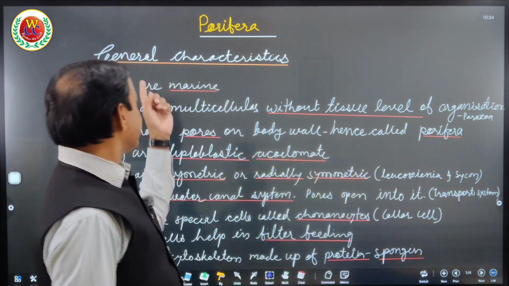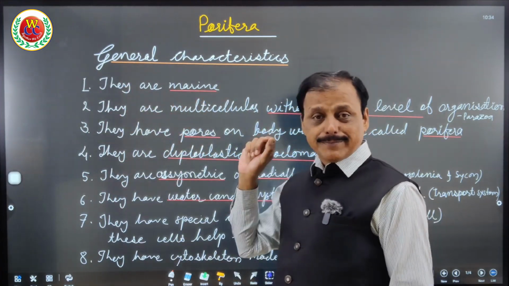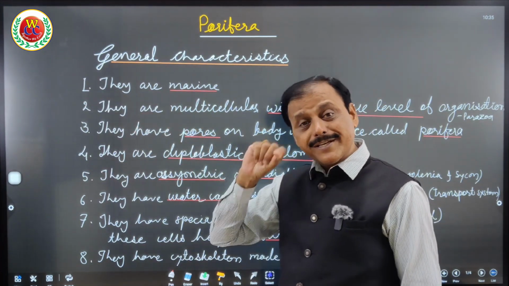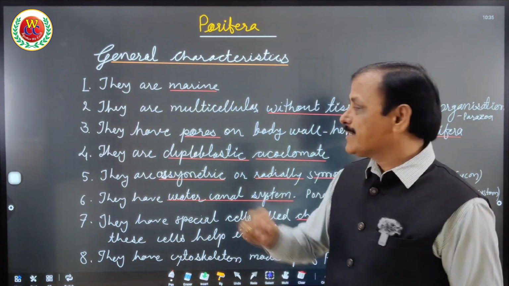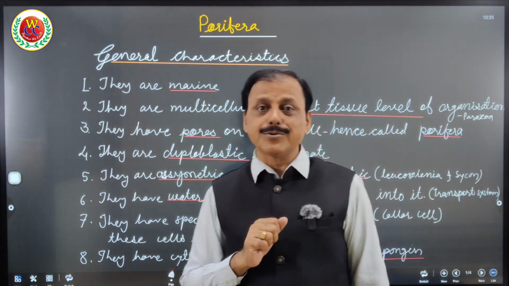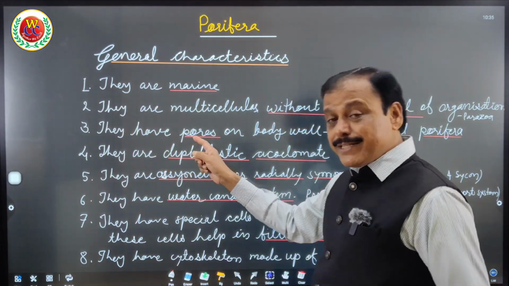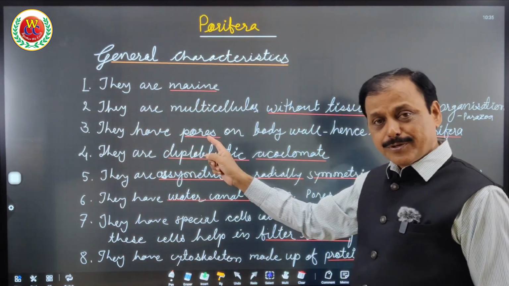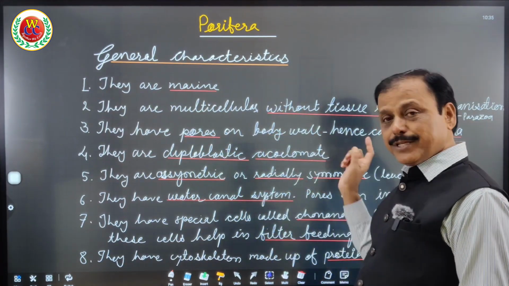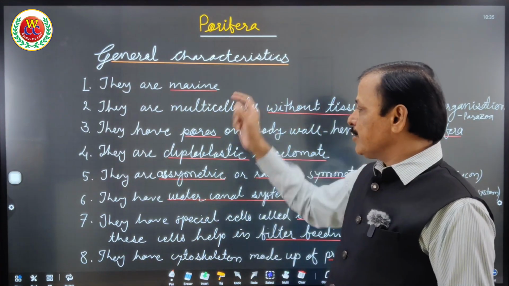See what I have written as the first point. They are found in marine water, so they are exclusively marine. That is habitat. Second point, about their habit, what type of organization? They are multicellular without tissue level organization, which I already told, comes under parazoa. Third, why are they called Porifera? Because they have pores, also called ostia, and hence they are called Porifera. They have pores on their body wall to receive content from outside.